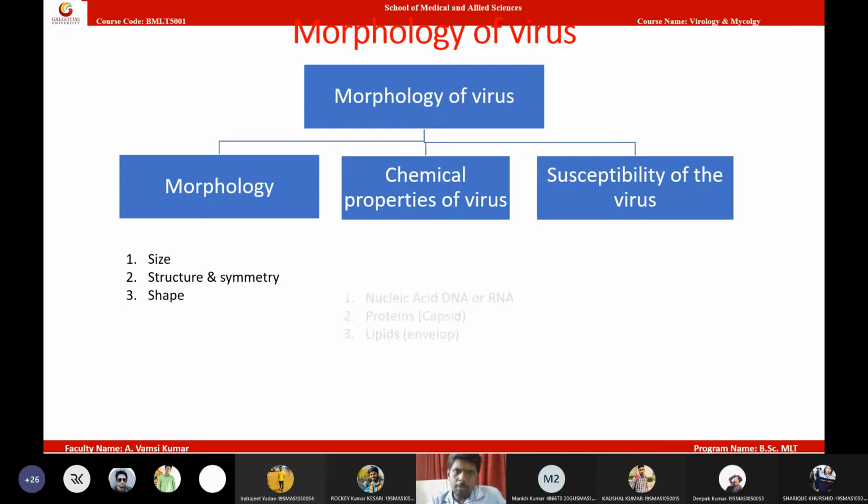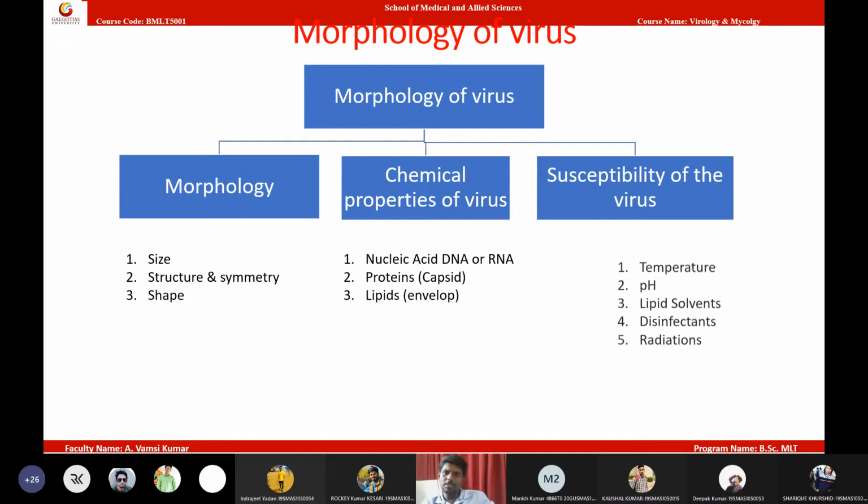And in the chemical properties, we will see the nucleic acid, whether it is a DNA virus or RNA virus, what type of capsids and proteins are present in the virus, and what type of lipids are present in the virus. So we are seeing the chemical properties of the virus.